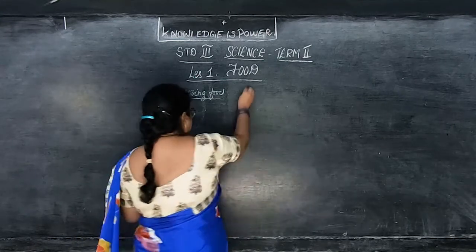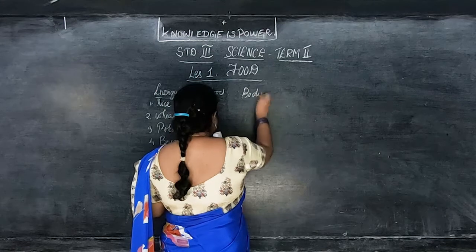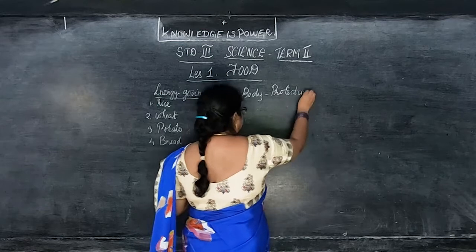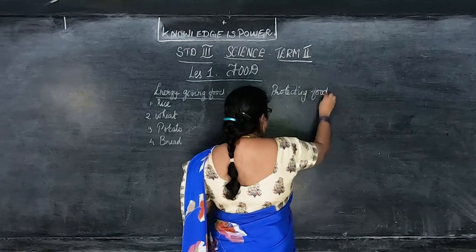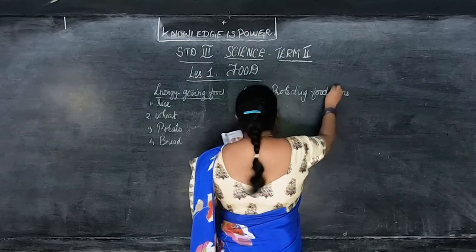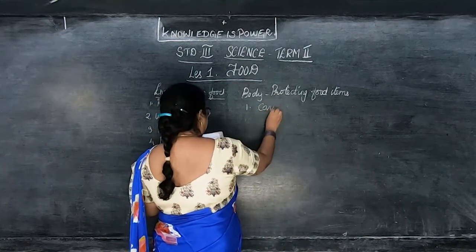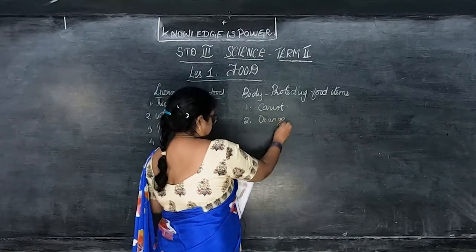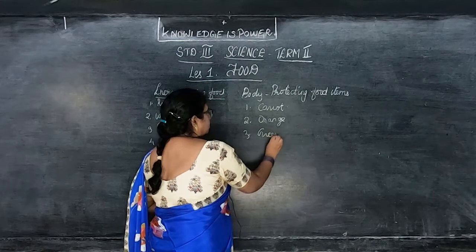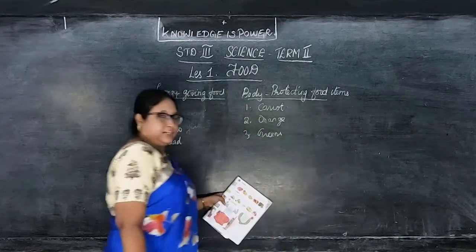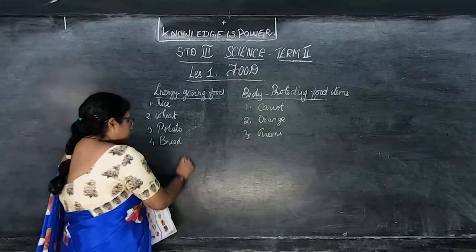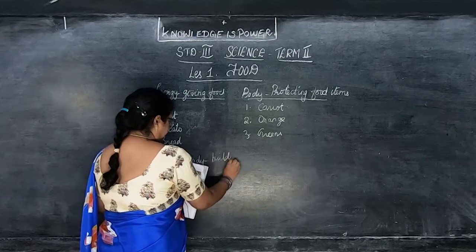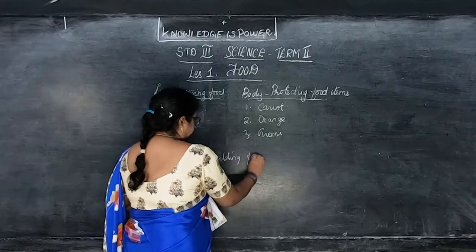You can write that. Next is body protecting food items. That is carrot, orange and greens. Okay, children, these are the body protecting food items. Okay, now already I have taken this for you. They have asked this. Then what are the body building food items? Body building food items.